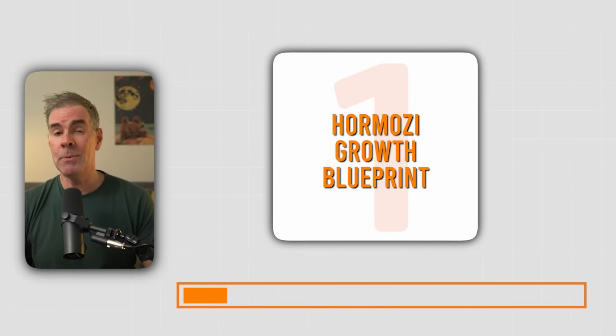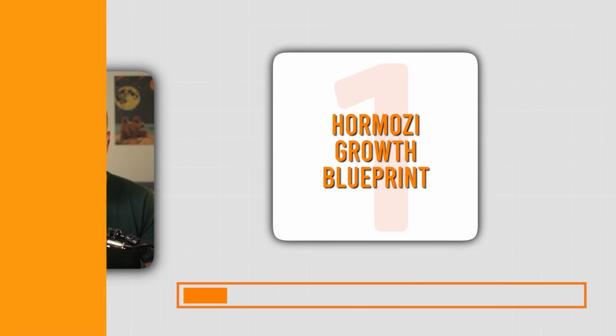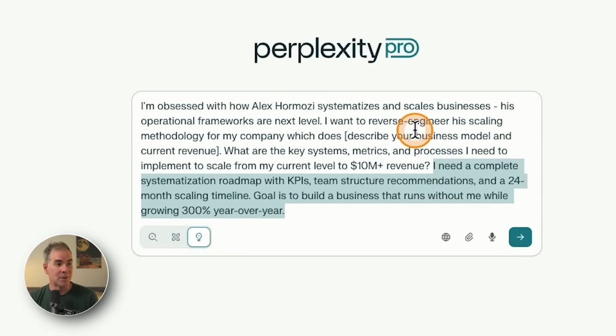For use case number 1, I want a business scaling system that is in the mold of Alex Hormozi. So what I'm going to do is I'm going to come over to Perplexity Labs here, and I'm going to say I'm obsessed with how Alex Hormozi systematizes and scales businesses. Operational frameworks are next level, blah, blah, blah. And I'm basically asking a whole bunch of questions and telling it the type of information that I want it to give me. So you can see here, I need a complete systematization roadmap, is that even a word, with KPIs, team structure recommendations, and a 24-month scaling timeline. The goal is to build a business. So I'm giving it all of this information here within this prompt.